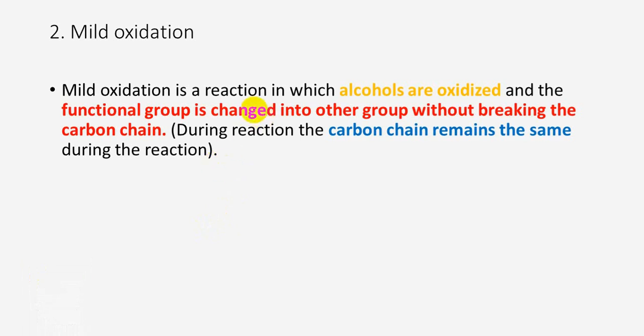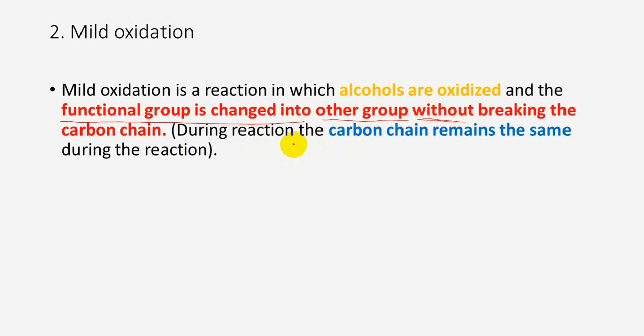The aim is to change the functional group. The OH group of the alcohol is changed into another functional group without changing or breaking the carbon chain. That means the carbon chain of the alcohol remains the same during the chemical reaction.